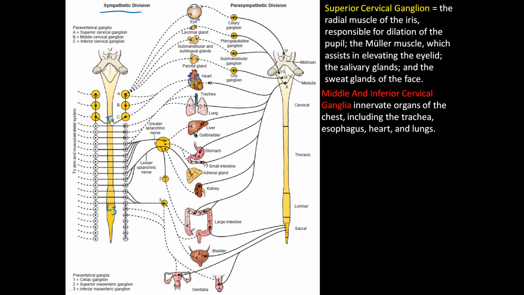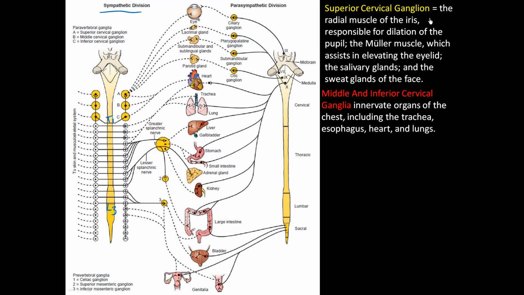So like I said, a lot of the T1s are going to choose to come out of the spinal cord and actually travel up to three ganglia. And the ganglion is where all the cell bodies of the postganglionic cells reside. And so there's the superior cervical ganglion, the middle cervical ganglion, and the inferior cervical ganglion.